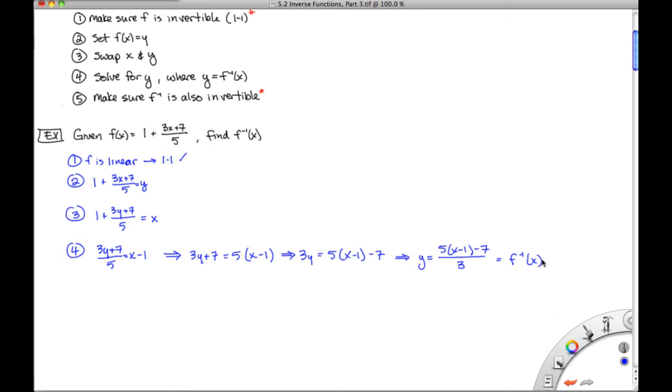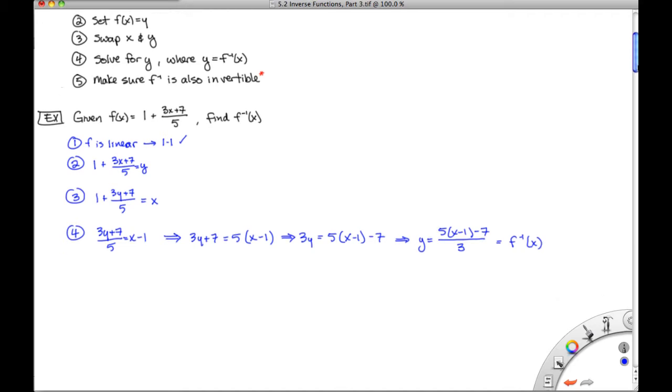Now what we're just going to want to do before we move on is check that f inverse is linear, or is one-to-one. In this case, we still have a linear function. So the fact that f inverse is linear tells us that not only is our function one-to-one, but our inverse function is also one-to-one, which is what we need.